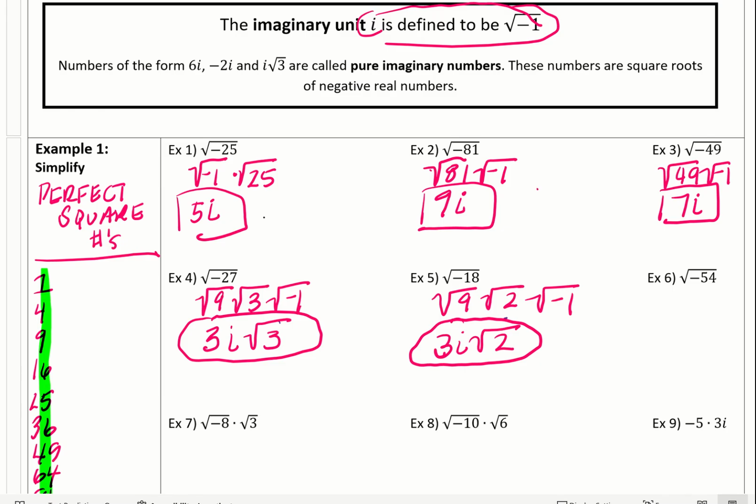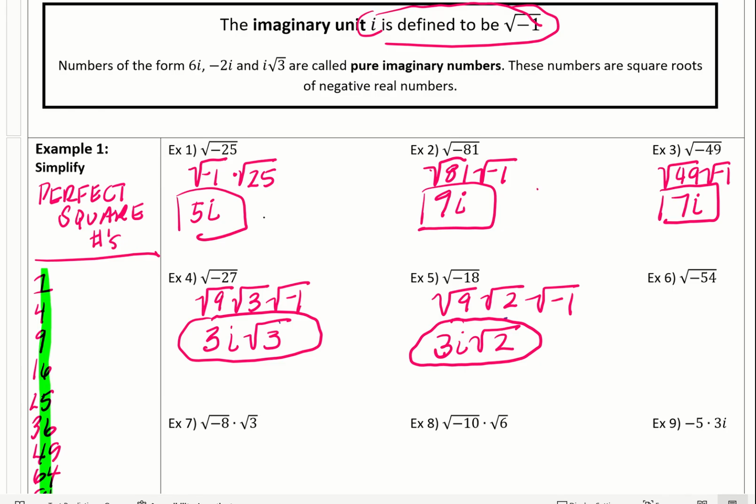There were a few people in my other classes when I was walking around helping them that took the 2 out from under the square root and then left the 9. But that's not right. The 2 is still under the square root because we cannot square root 2. We can square root 9, and it is 3. So that is why we do that.